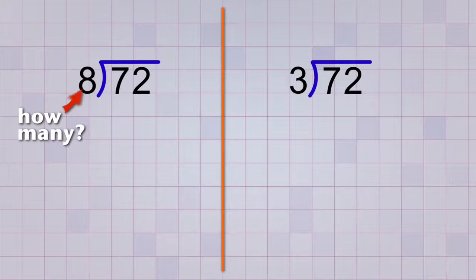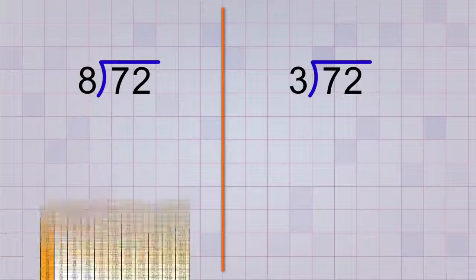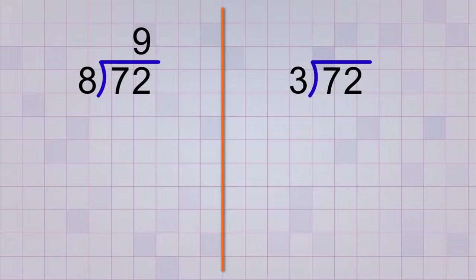We just ask how many 8s does it take to make 72, or almost 72. Well, that's easy. On our multiplication table, you can see that 72 is a multiple of 8. 8 times 9 equals 72. So we put 9 in our answer line, and we write 72 below, and we see that we have no remainder. Now let's try the next problem, 72 divided by 3.